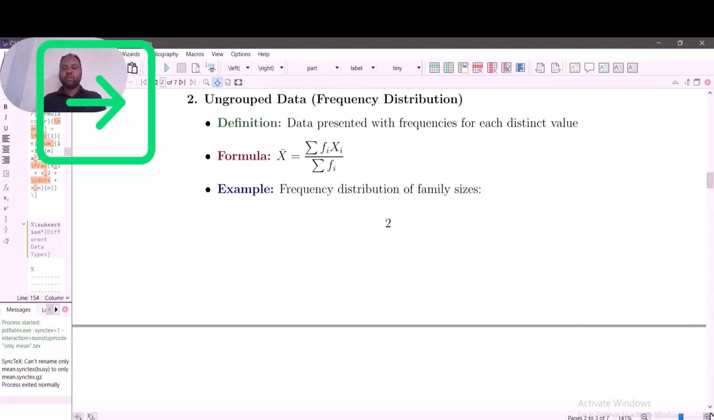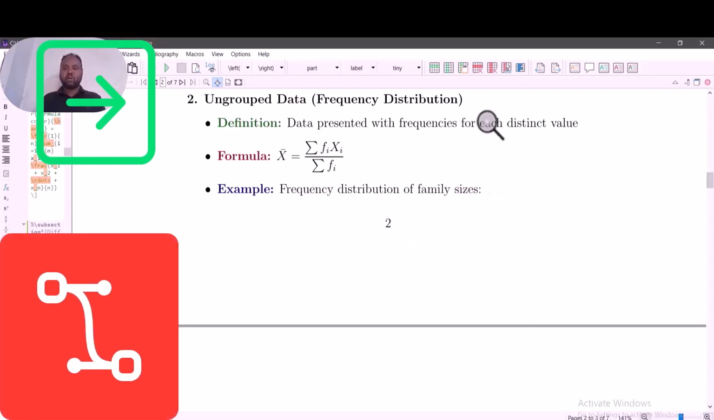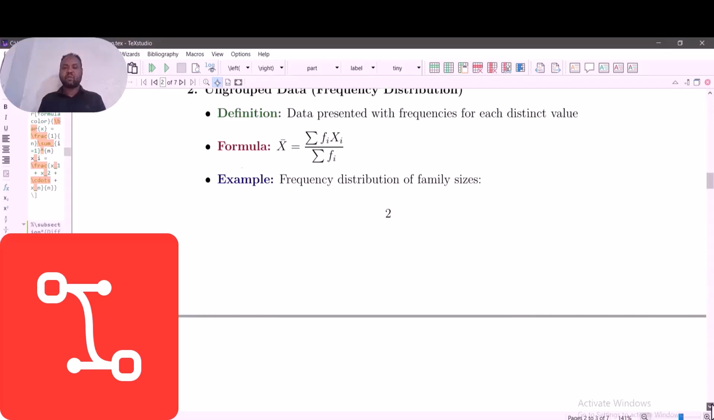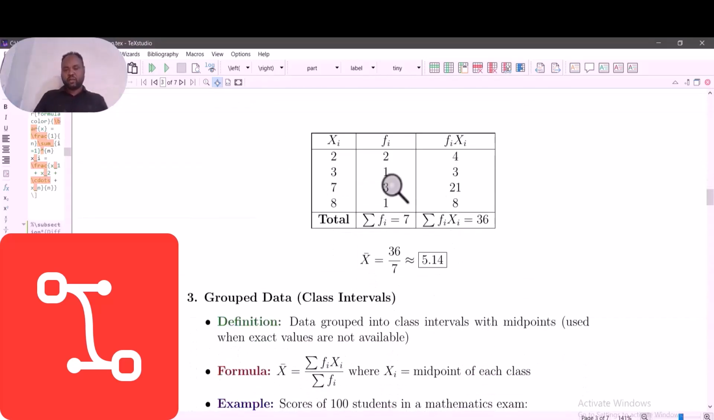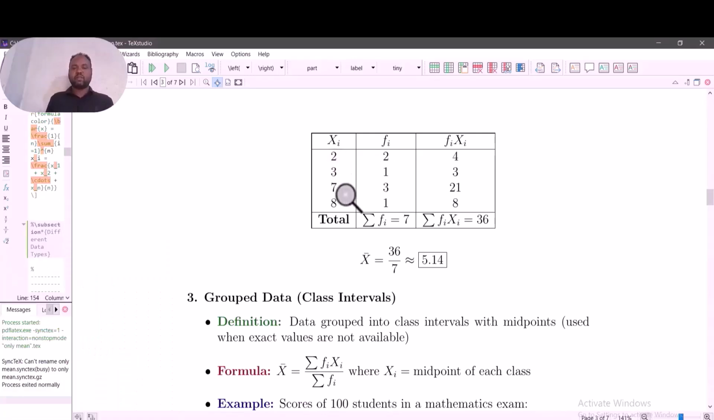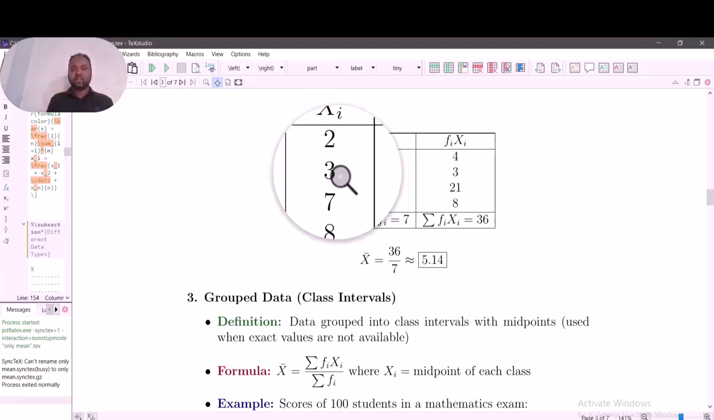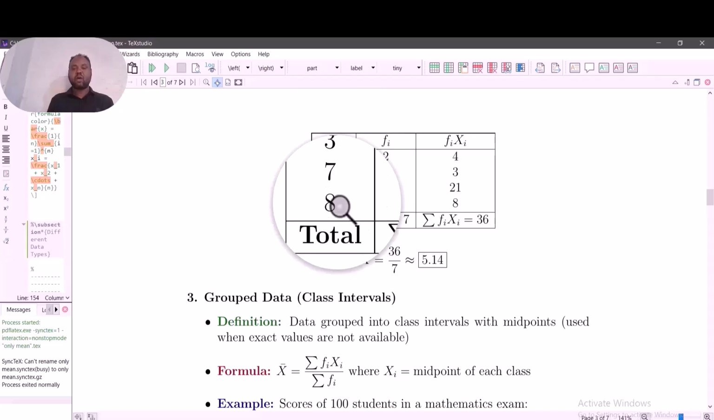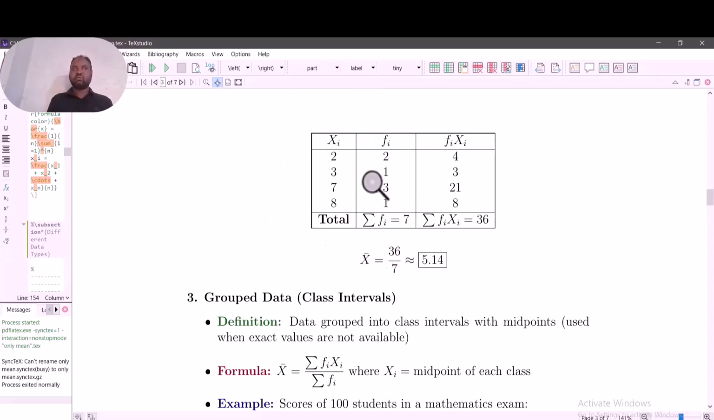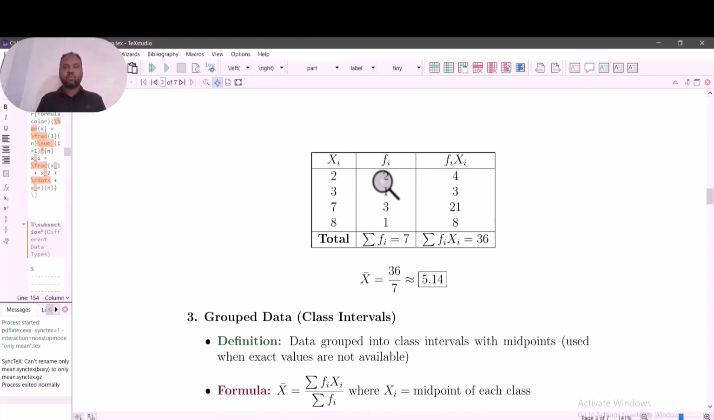We have a frequency distribution of family size, meaning we represented the above raw data using a frequency distribution on 7 households. We have 2, 3, 7, 8 as distinct values in the raw data, and we count how many 2's, 3's, 7's and 8's there are. To obtain the arithmetic mean, we compute xi times fi on the respective rows: 2 times 2 is 4, 3 times 1 is 3, 7 times 3 is 21, 8 times 1 is 8. So we obtain this summation element.